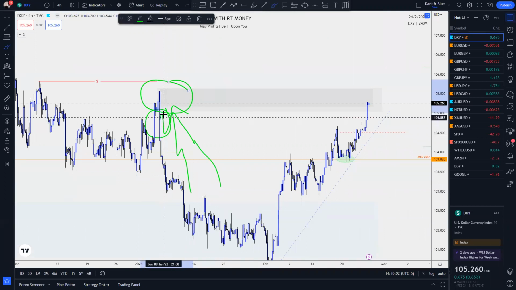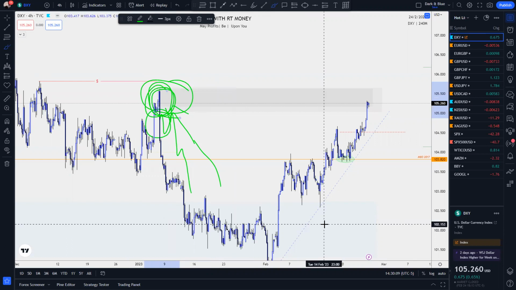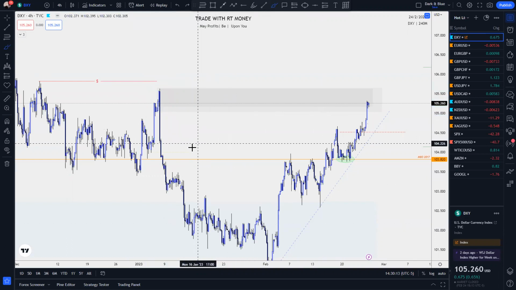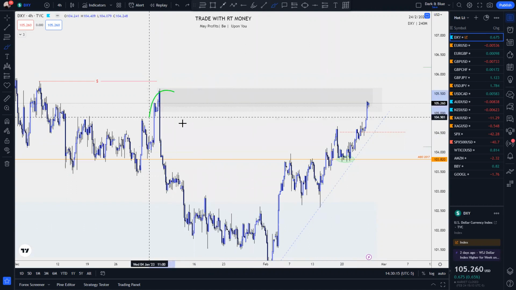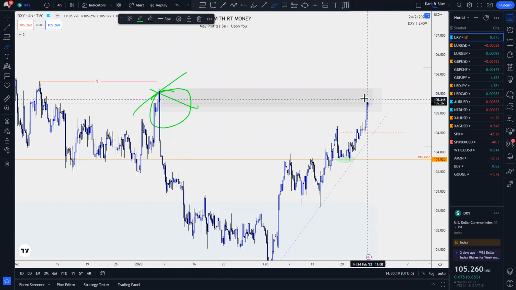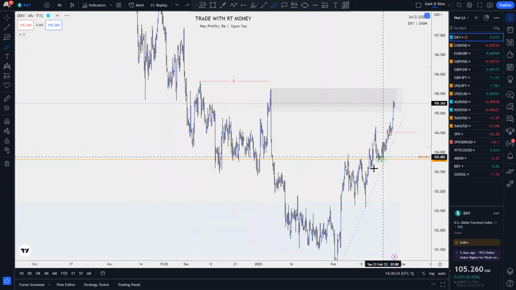And in the instances where I don't see inducement, then I believe the zone itself is inducement for a higher zone. All right, that price will take this out. Wow. And I think that may be what happens in this case.